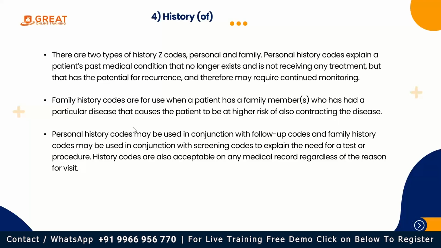Okay, so in case of family history of cancer or breast cancer or any heart diseases, we need to code. Personal history codes may be used in conjunction with follow-up codes, and family history codes may be used in conjunction with screening codes to explain the need for a test or procedure. So personal history codes we need to use in conjunction with follow-up codes, and family history codes we need to use in case of screening, when we use screening codes like mammogram or any cancer-related screening, to explain the need for a test or procedure.